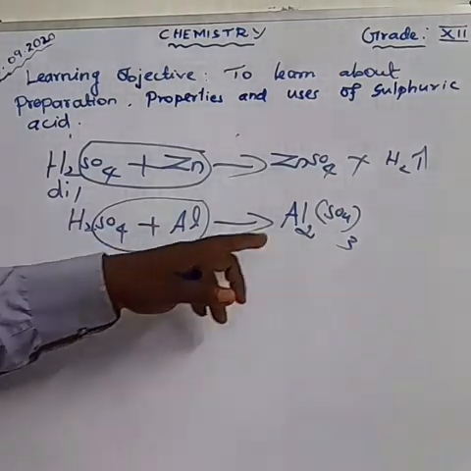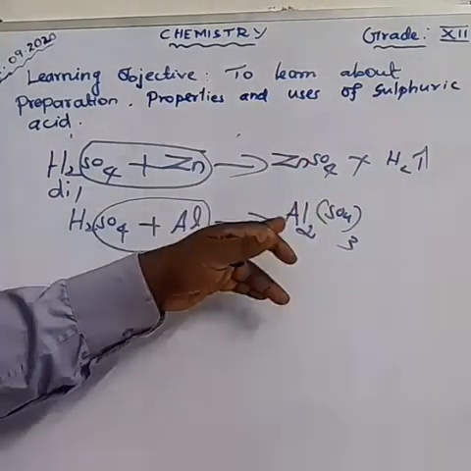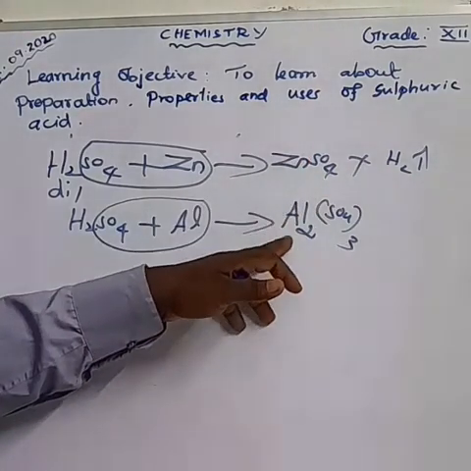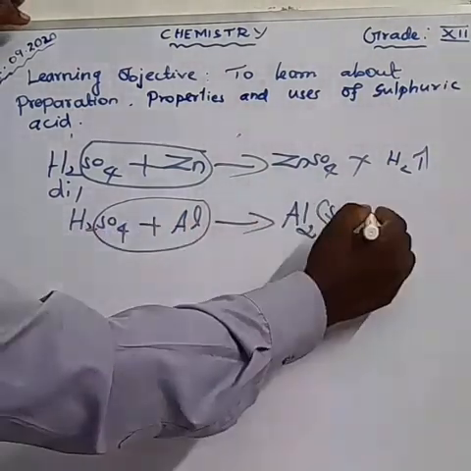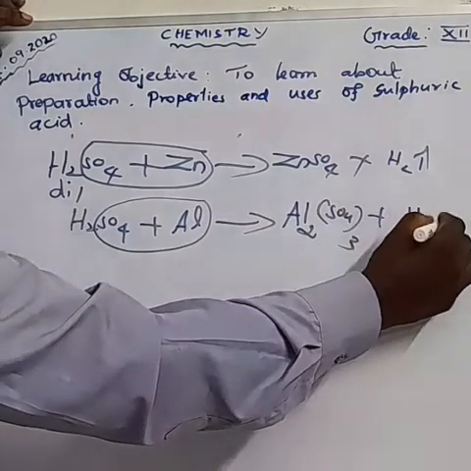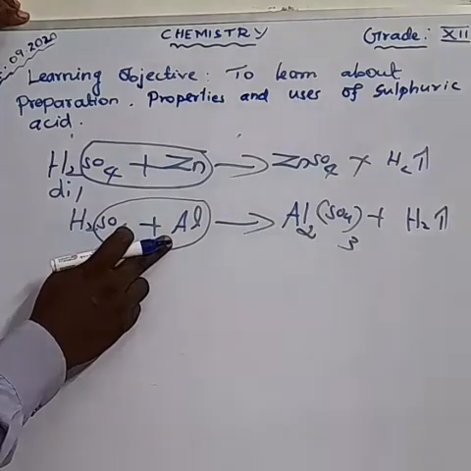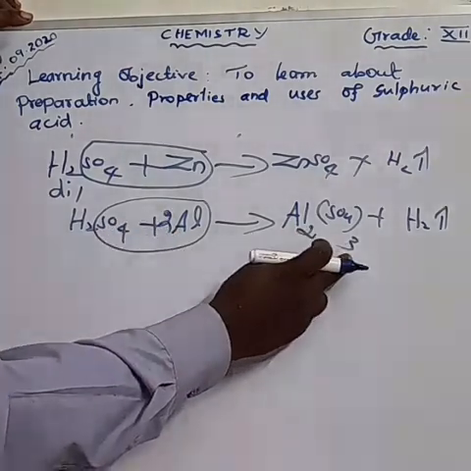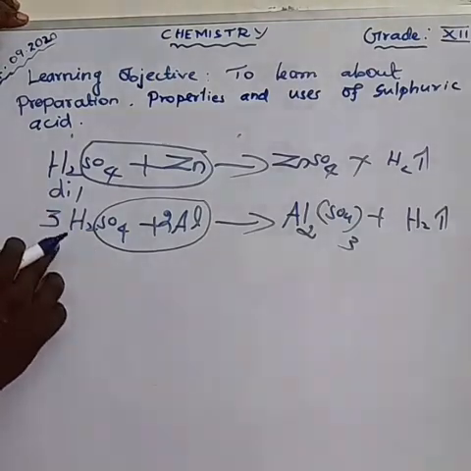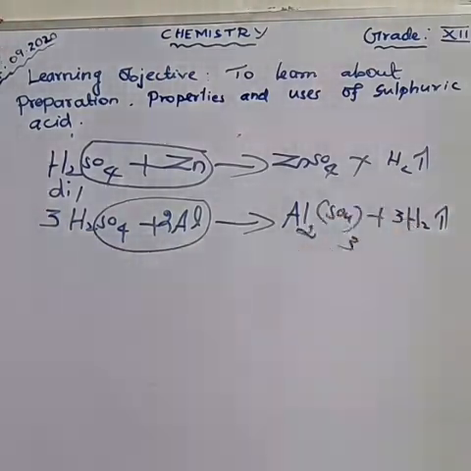The outermost shell of aluminum is 3. On cross multiplication, we get Al2(SO4)3, aluminium sulfate, and the evolution of hydrogen gas. So, how much aluminum is there? Here, make it 2 aluminum. And how much sulfate is there? 3 sulfate. Make it 3 sulfate. So, how much hydrogen is there? 3 hydrogen. Now the equation is balanced.